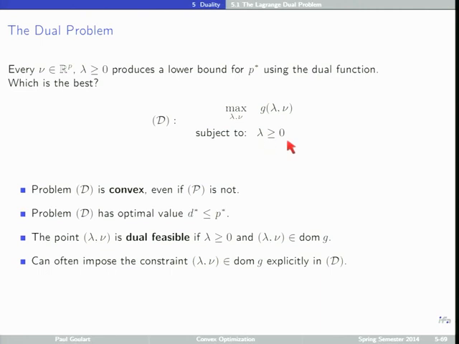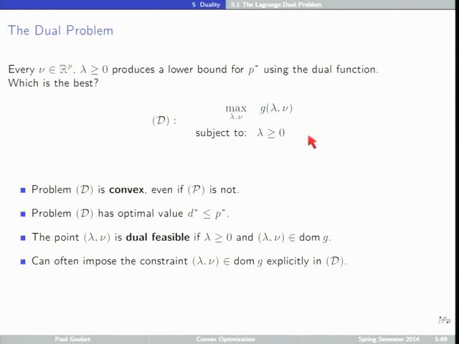Now, why might I want to solve this problem? I might be able to solve it because even if the problem I started with is not a convex problem, if P is not convex, then D is always a convex problem. I'm maximizing a concave thing, which is the same as minimizing a convex thing. So even if the primal problem is hard, I hope that the dual problem is easy. I'm not saying it's easy, just that I hope it is. This problem is a convex one, so I have at least some chance of getting a globally optimal value for it.